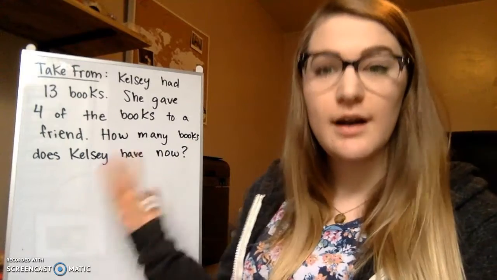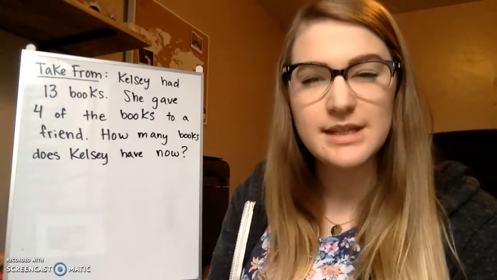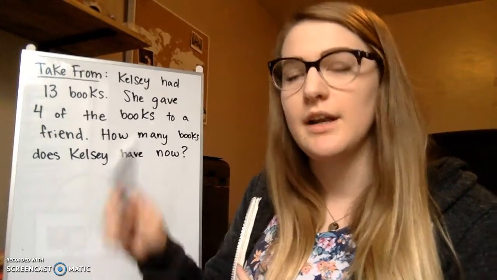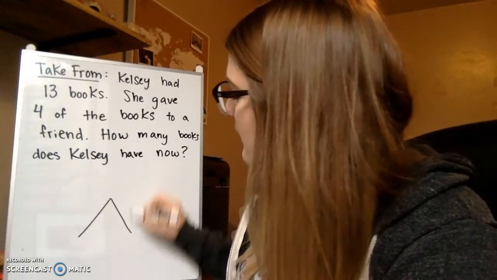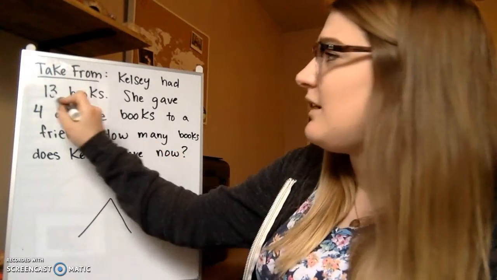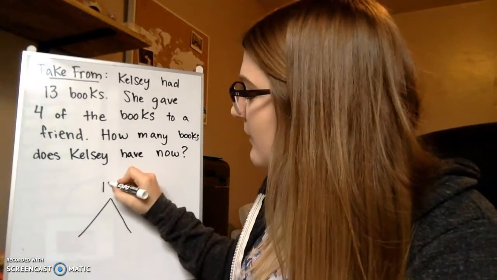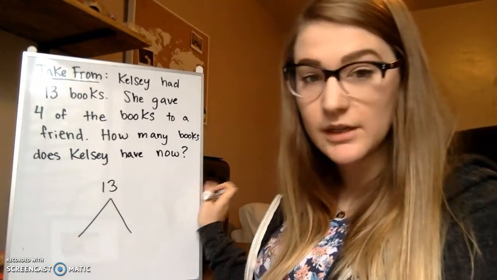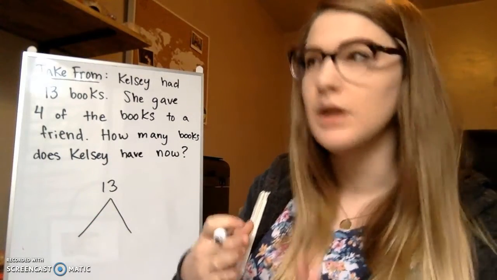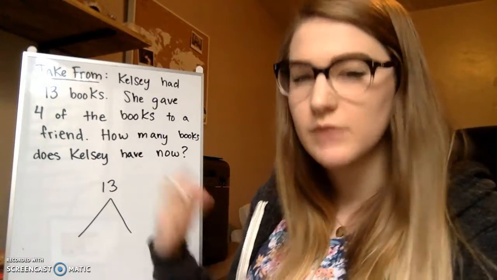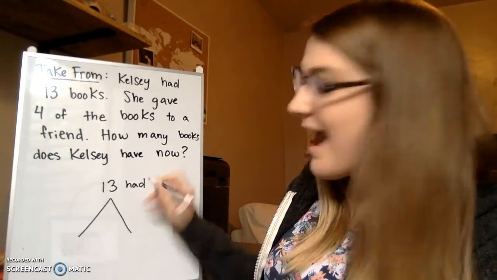Now I'm going to show you another method of how you can label your math mountain to make sure that it's making sense in your head and you're following along and understanding what the question is asking you. So I'm going to do my math mountain again. And this time it tells me the total number of books that Kelsey has. So I'm going to put 13 up here, but instead of writing total, I'm going to put another word that just helps me to follow along with the word problem.